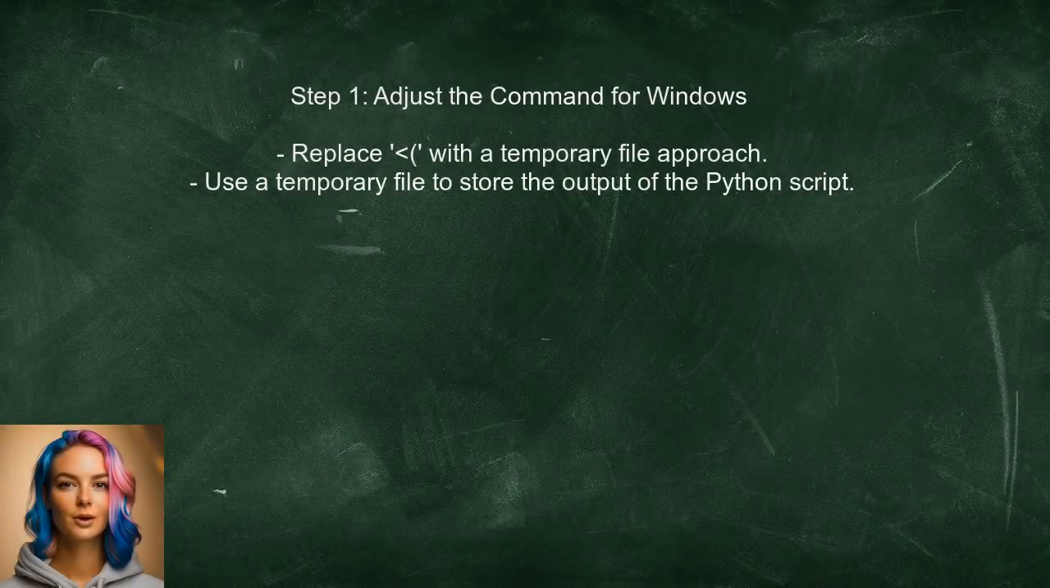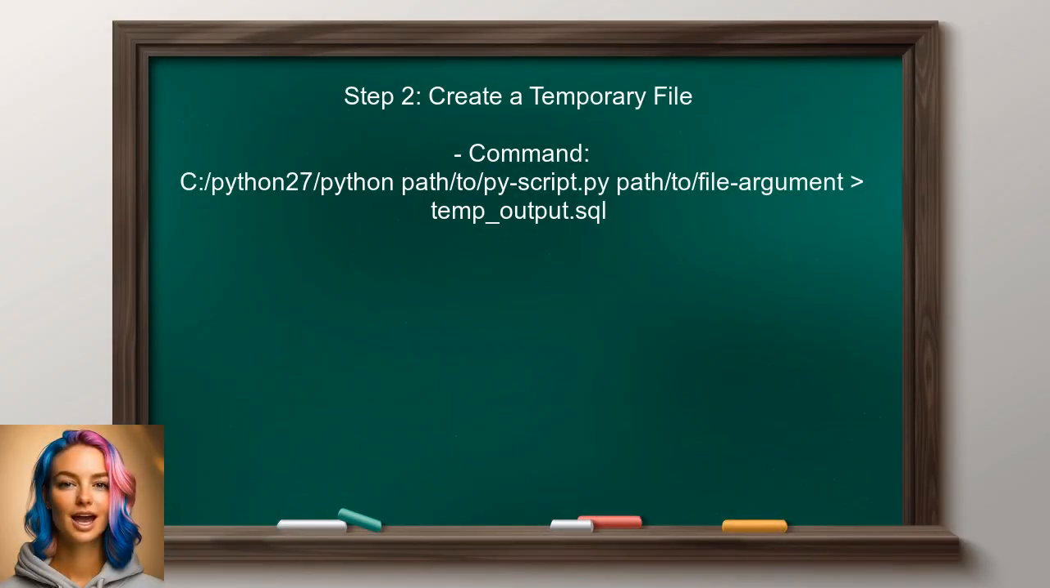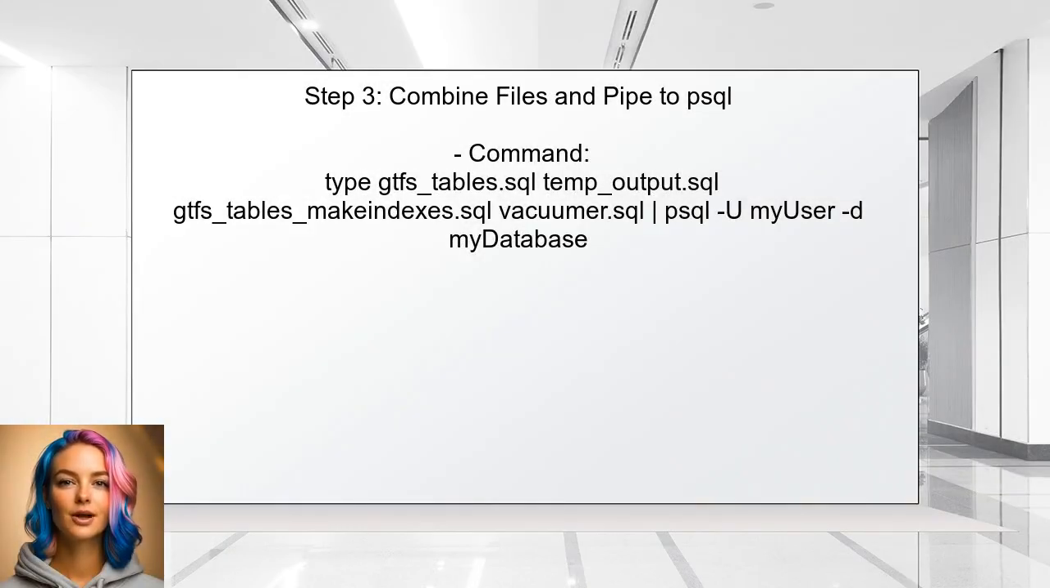To begin resolving the user's issue, we need to adjust the command for Windows. The user should replace the use of the less common syntax with a more straightforward approach. Next, the user should create a temporary file to capture the output of the Python script. This can be done using the redirection operator. After creating the temporary file, the user can then use the type command to combine the SQL files and the temporary output file before piping it to PSQL.